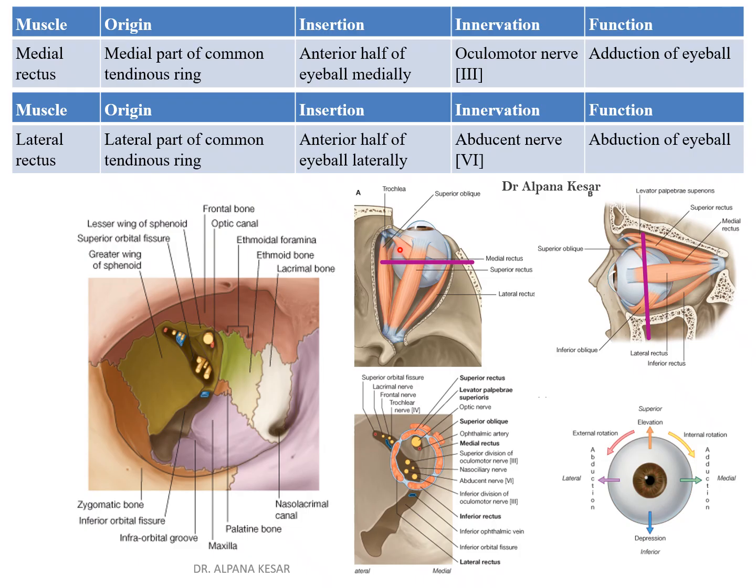Medial rectus will rotate the eyeball medially and thus helps in adduction. Lateral rectus helps to rotate the eyeball laterally and thus helps in abduction of the eyeball. The innervation of medial rectus is by the oculomotor nerve, which is the third cranial nerve, and lateral rectus is by the abducent nerve, which is the sixth cranial nerve.